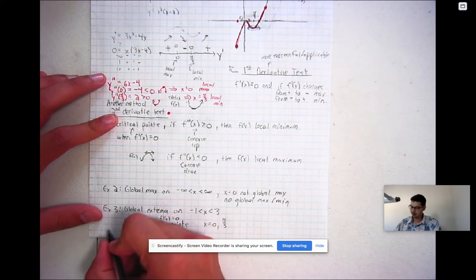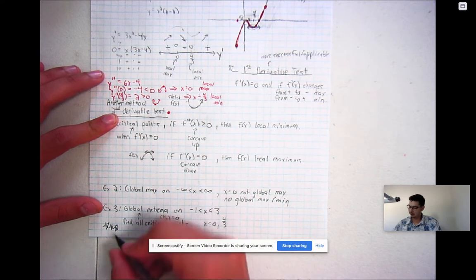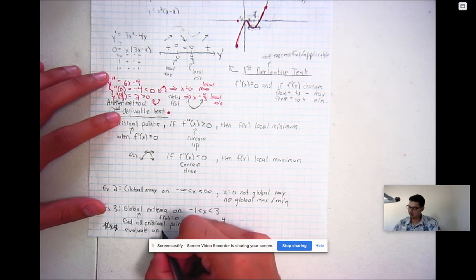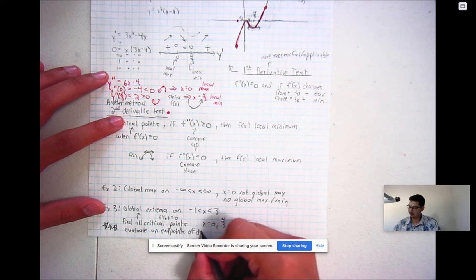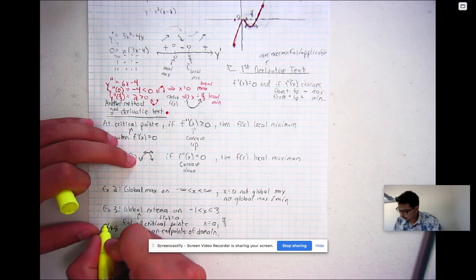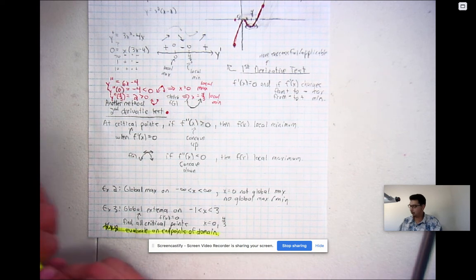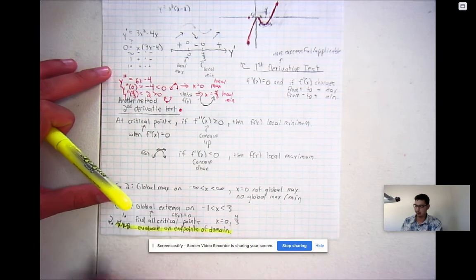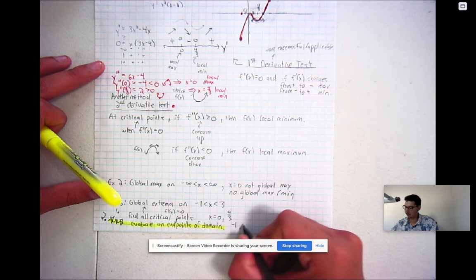But what you also need to do, very, very important, is that we have to evaluate on the endpoints of your domain. I'm going to highlight that. Right. So there's two things you have to do when you talk about globals. You have to, 1, find the critical points, and 2, very important, you always look at the endpoints, which the endpoints here are -1 and 3.